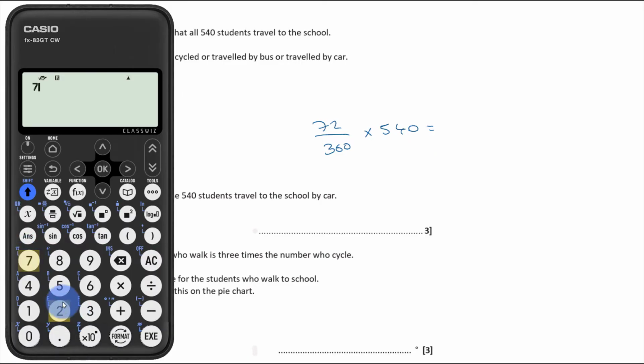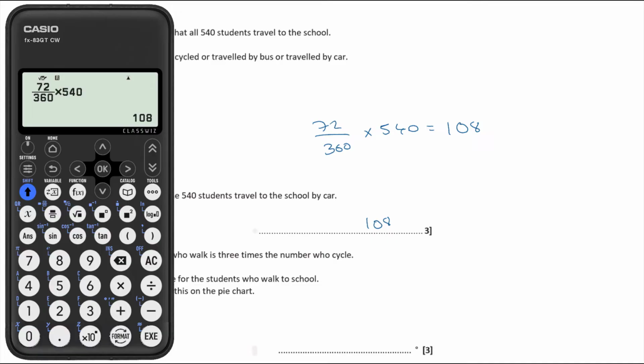So I'm going to type into my calculator 72 over 360, times by 540, and that gives me 108. Okay, so there were 108 students who travelled by car.